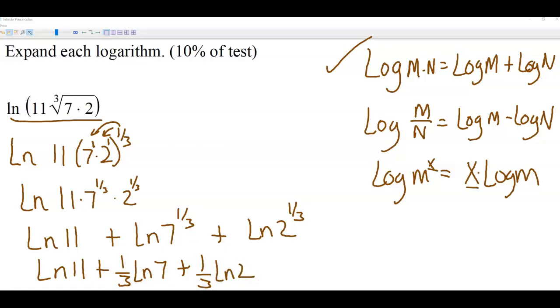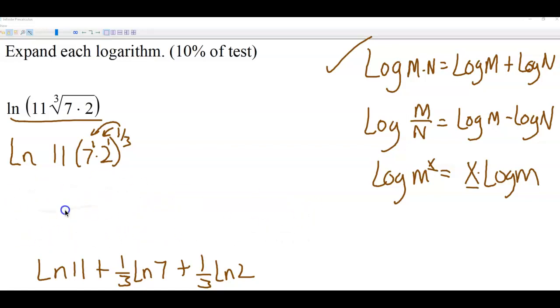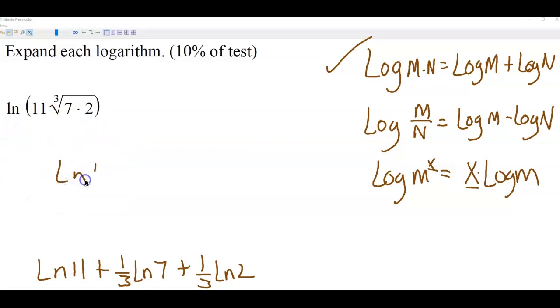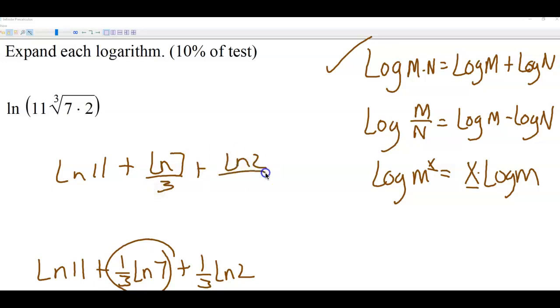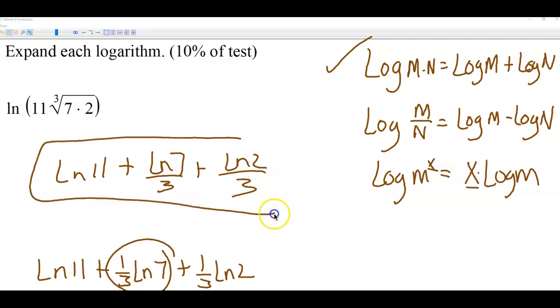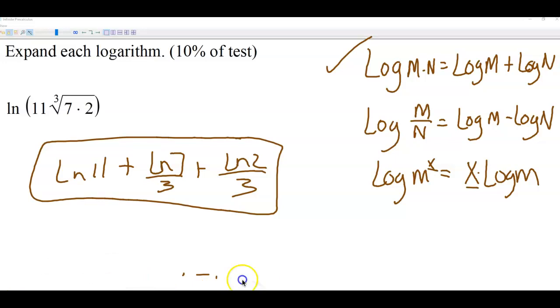Now, the unfortunate thing is on this test, they're not going to write it like that. And we talked about that as well a little while ago. They're not going to leave it as 1/3 in the front. They're going to write it as one giant fraction. So I'll show you what I mean by that. The 1/3 ln 11 is going to look the same, but the 1/3 ln 7 is going to be ln of 7 over 3. And the ln of 2 will also be over 3. So that's how they're going to write their answer on the test, just so you guys are in the know about that. All right.